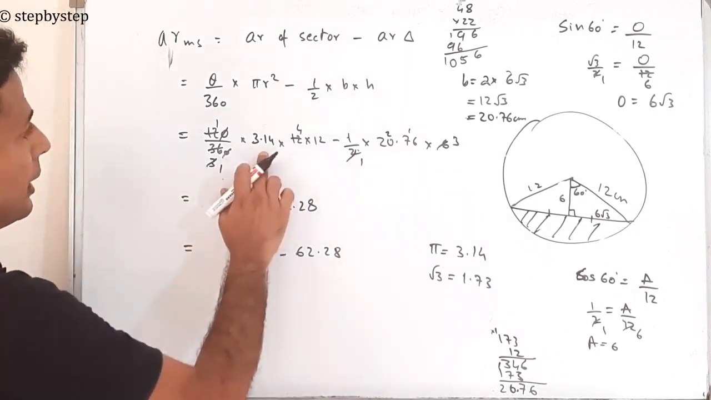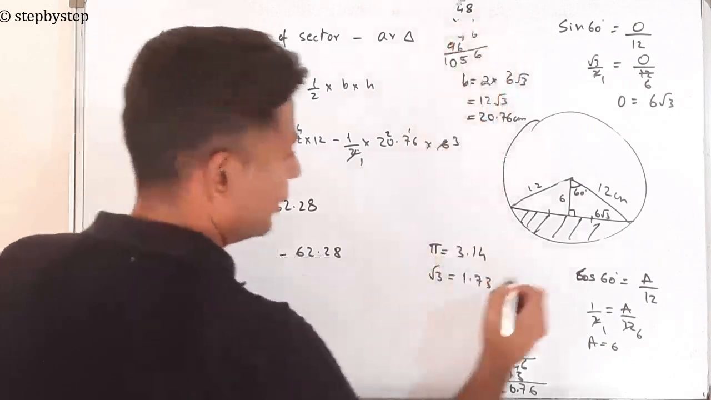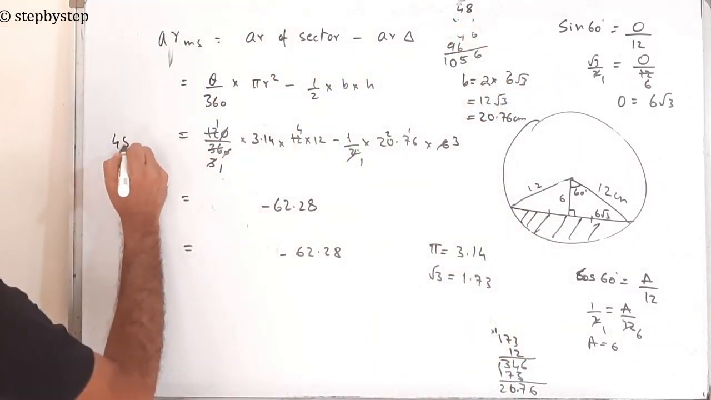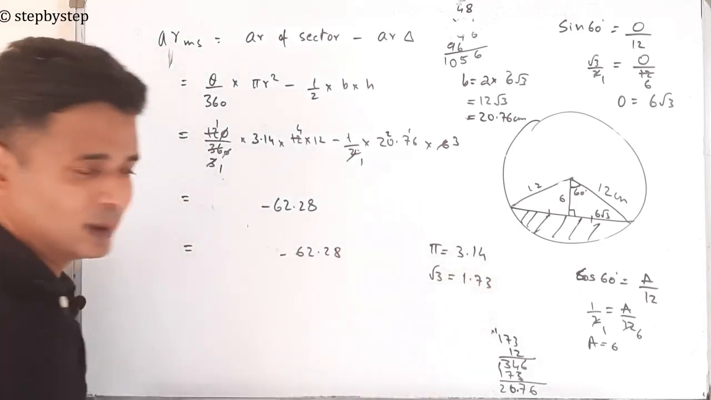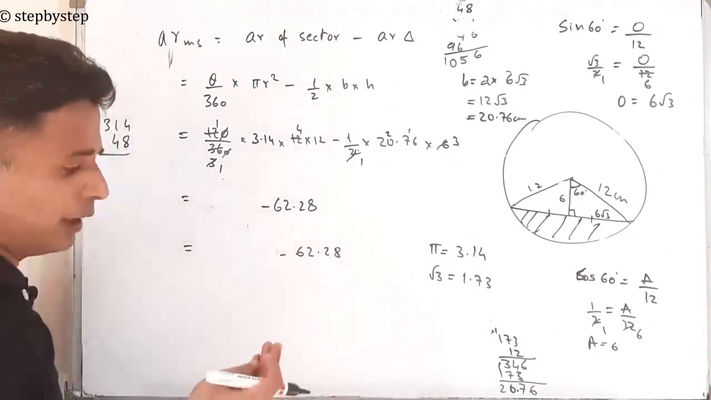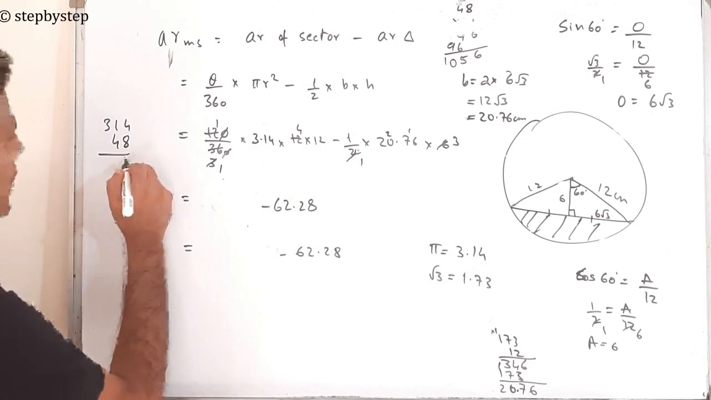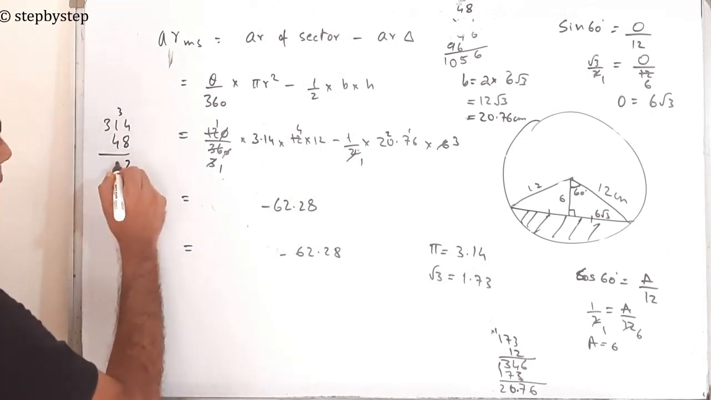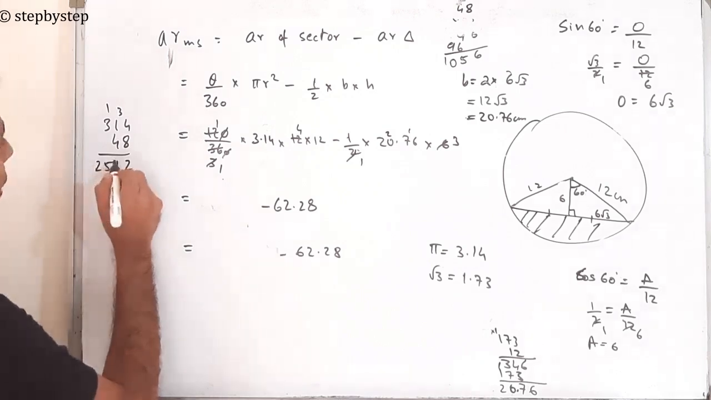So we get 48 into 3.14, not 22. So we'll do again 48 into 3.14. I forgot they had told us. See, this is the problem. The more you solve, sometimes you tend to ignore this. But be careful, if they have told you which value of pi to use, use it.